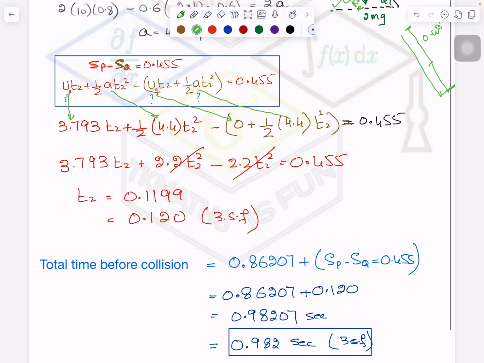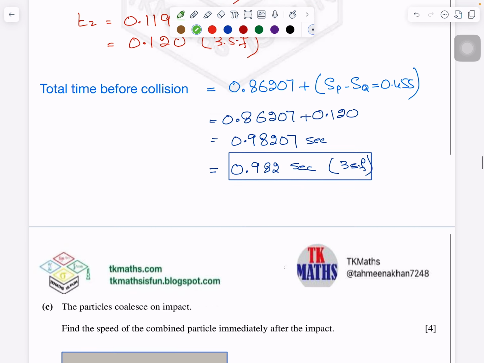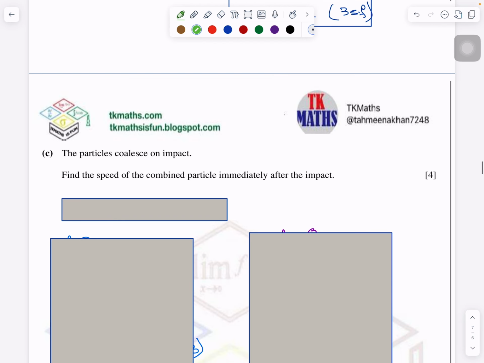So this was a tricky part. It has a lot of logic, I would say; you have to consider it logically, and then you will be able to solve it. Last part of the question is, after the collision, the particles coalesce on impact. So now they are moving together. We have to find the speed of the combined particle. So this reminds us of the application of which concept?